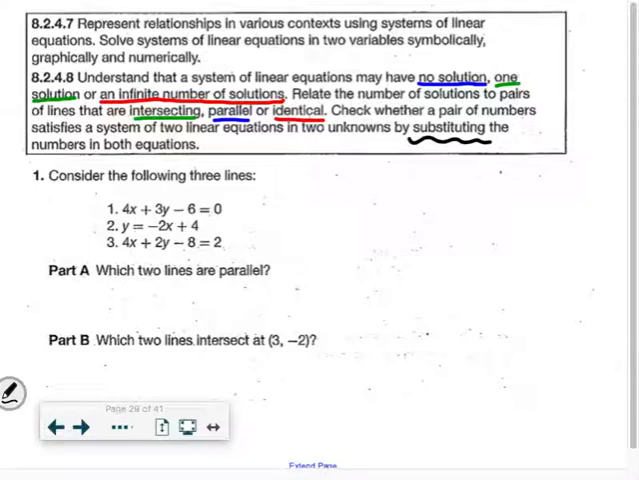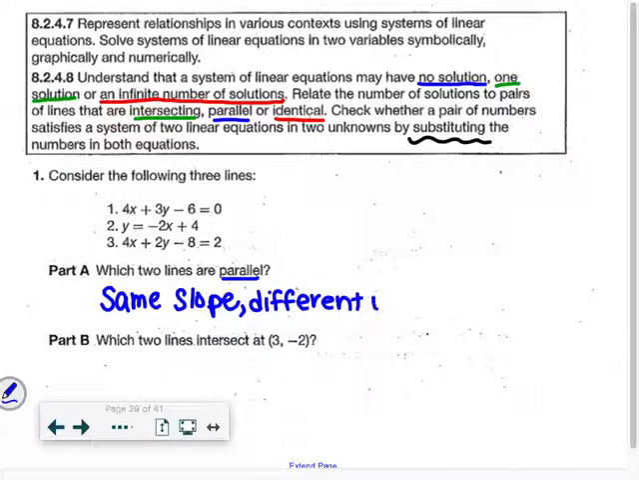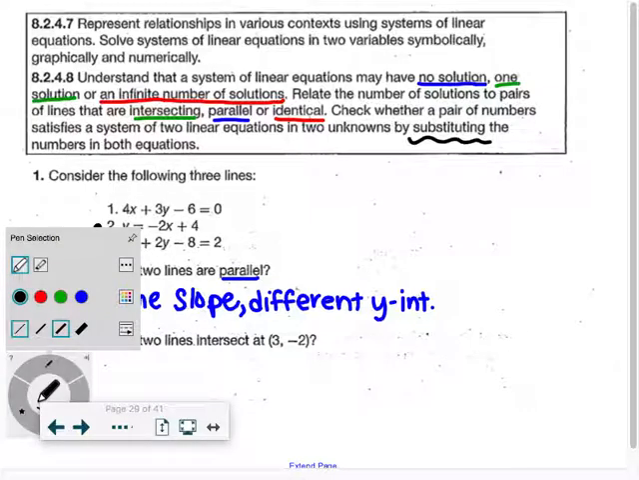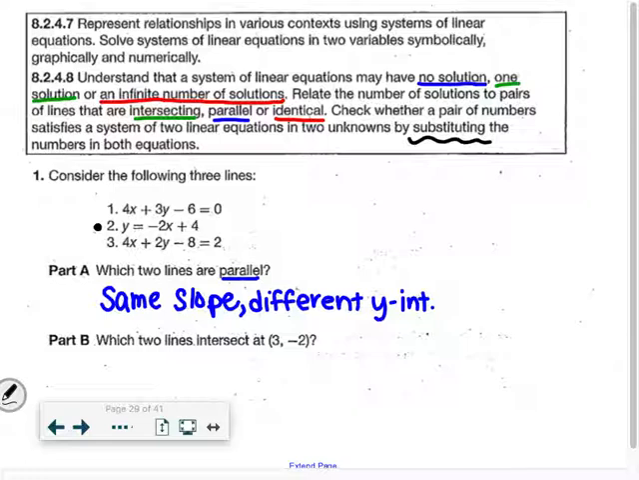So I want to remind you that parallel means that they have the same slope, but different y-intercepts. So we need to figure that out for these lines. Which of them have the same slope but different y-intercepts? So number 2, this one we're done with because this one's in slope-intercept form, so we don't need to worry about this one. It's the first and the last, number 1 and number 3 that we need to rewrite.